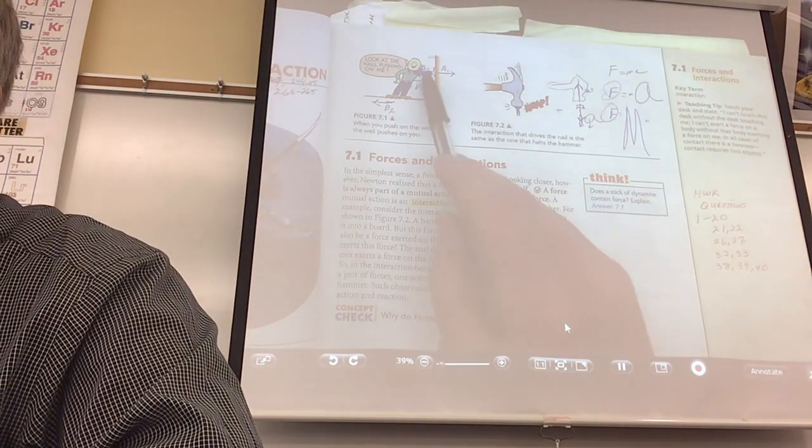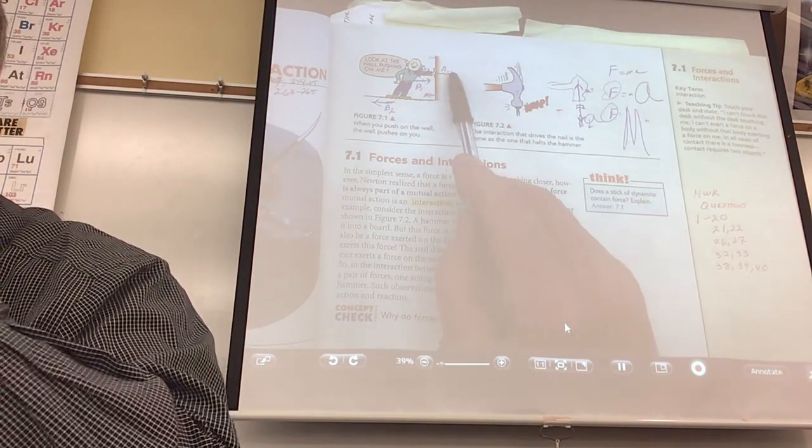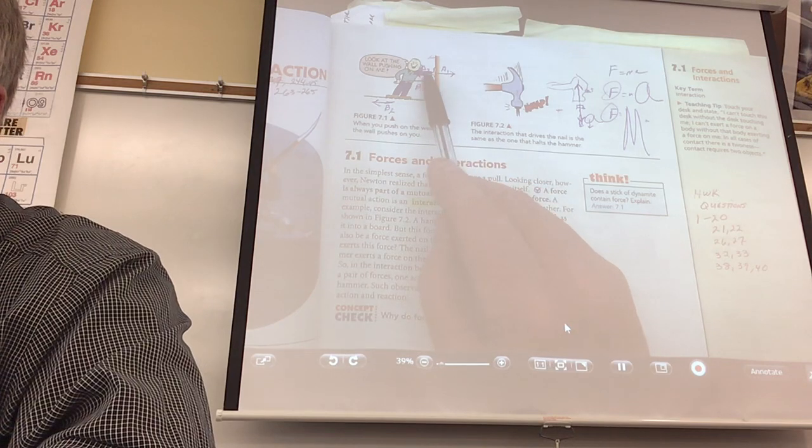If you said person pushes wall to the right, then the recipe says how do you do A2?